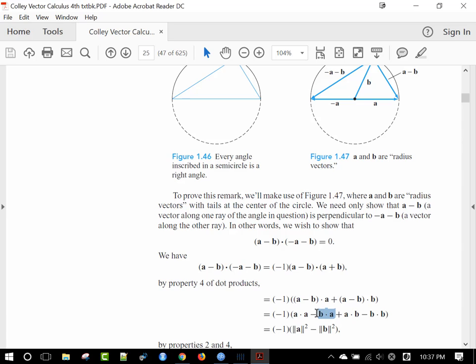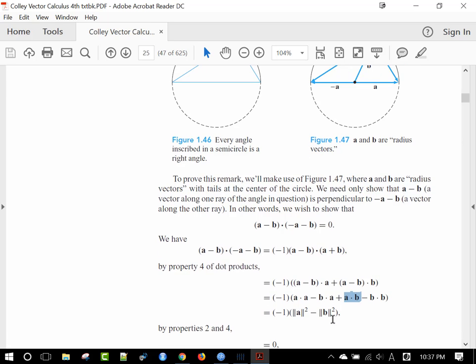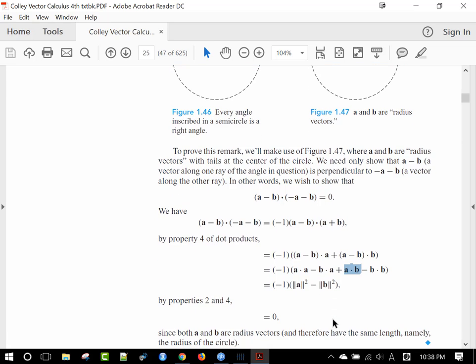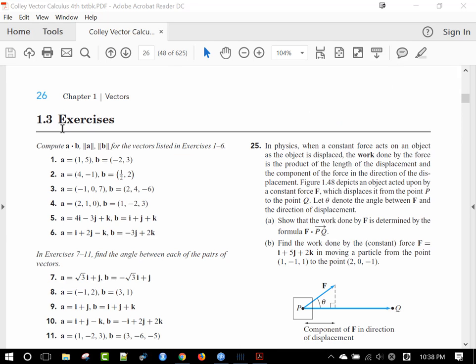We get this one. Then this term and this term cancel out. So we just get this and this. But this is the magnitude of A and the magnitude of B, and these are both radii, so they have the same magnitude. So we get 0. So that means that these two were perpendicular, which is what we wanted to show. Okay, so that was also a nice proof.